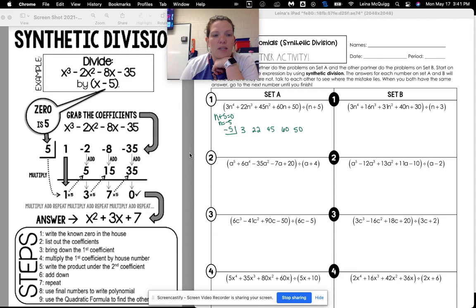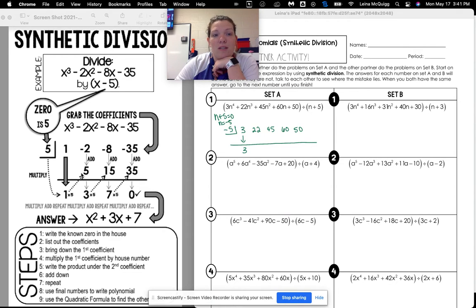So step number 3 tells me to bring down the first coefficient. So I'm going to draw this line and bring down the first coefficient, which is 3. Step number 4 says multiply the first coefficient by the house number. So this number times this number gives me this number. That's where I'm going to put it, okay?